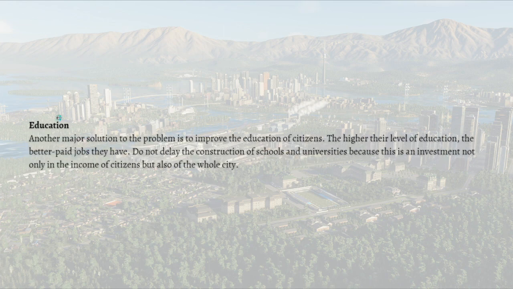And the next is education. Another major solution to the problem is to improve the education of the citizens. The higher their level of education is, the better paid jobs they have. So do not delay the construction of schools and universities, because this is an investment not only in the income of citizens but also of the whole city.